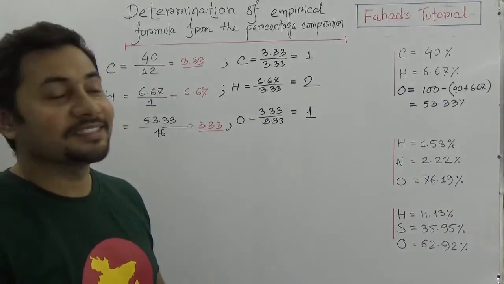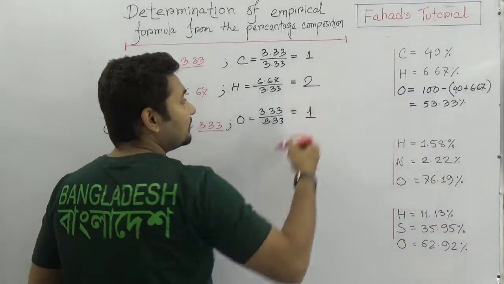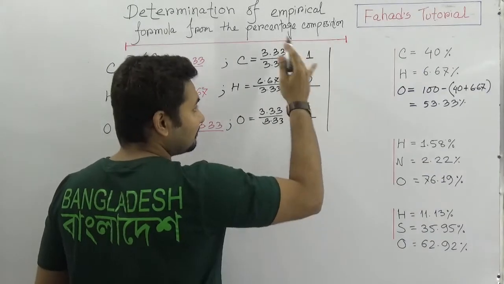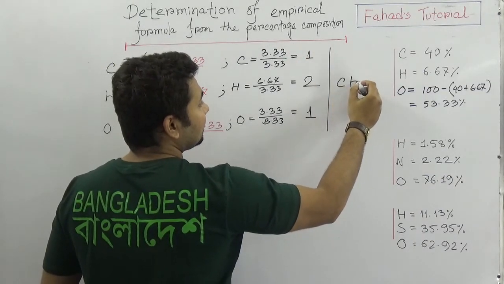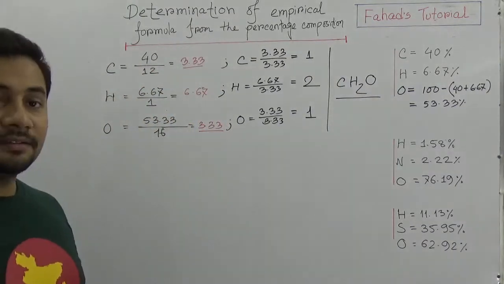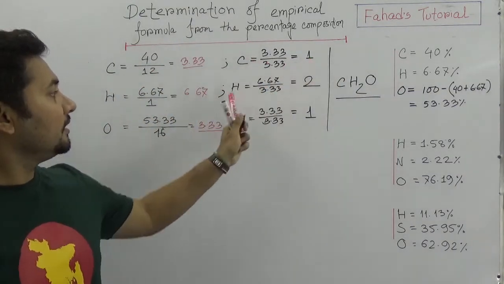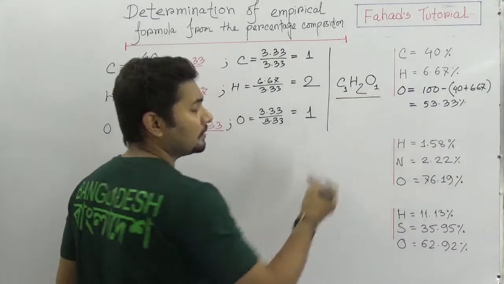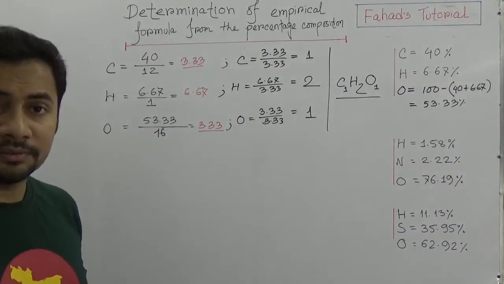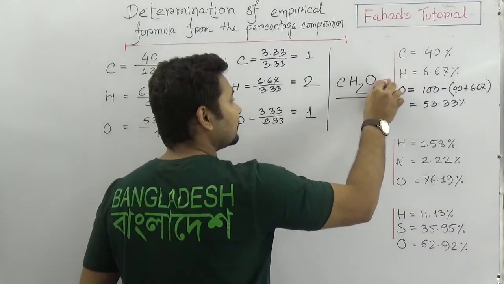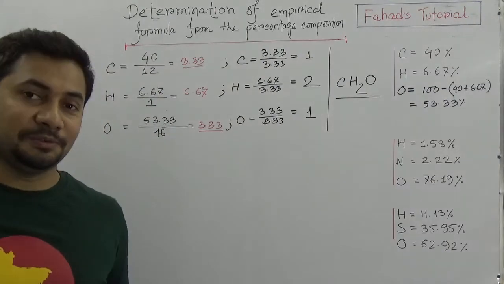So now we got it. The empirical formula of this compound is CH2O. C1H2O1, but we should not write the 1s. We will write only CH2O. That will be okay. So we just write CH2O.